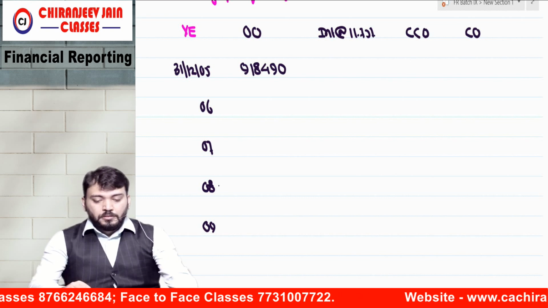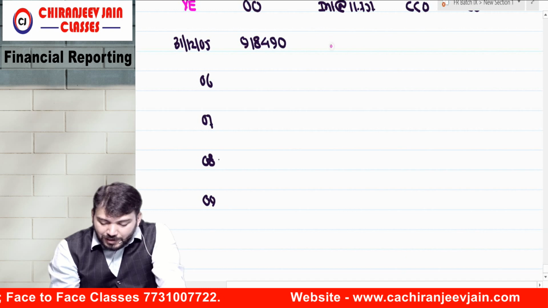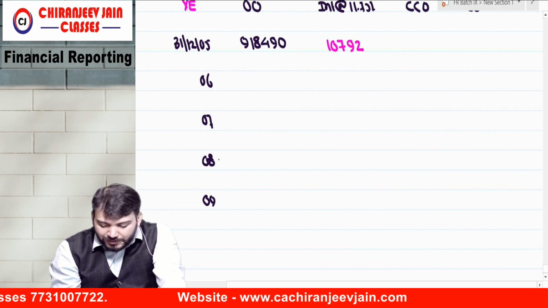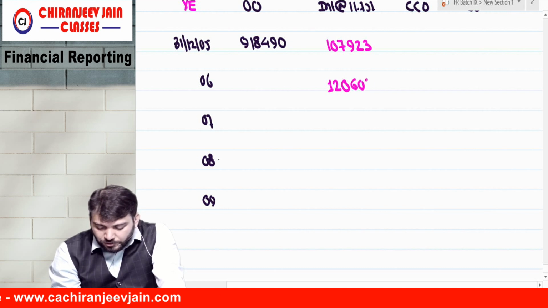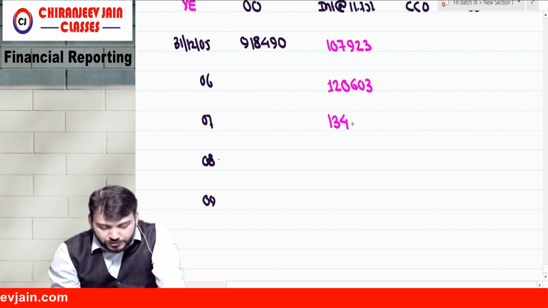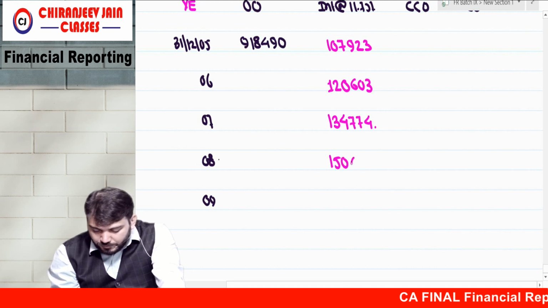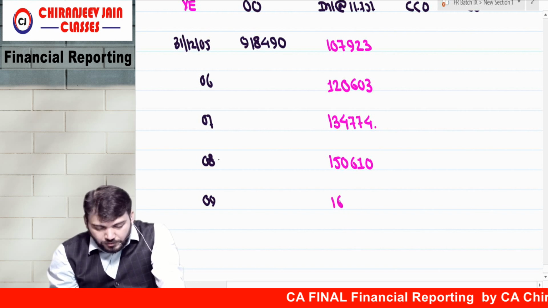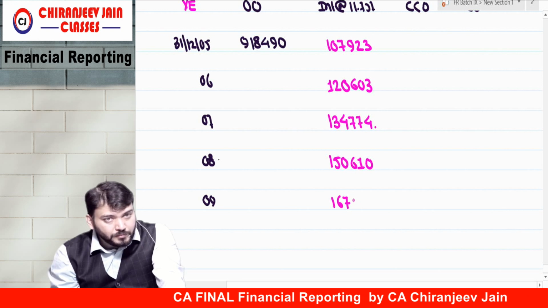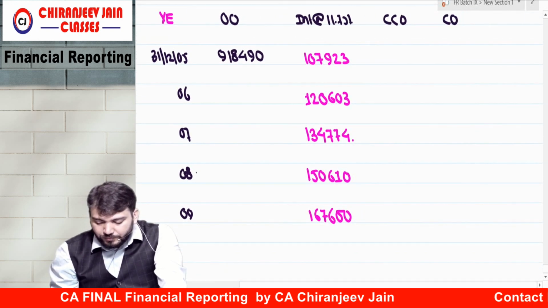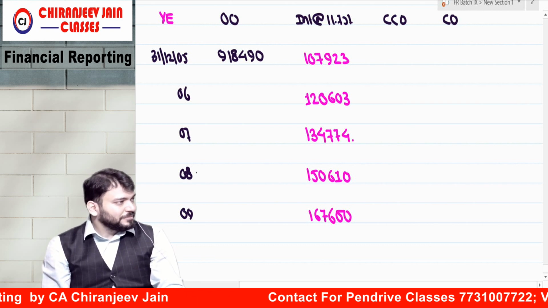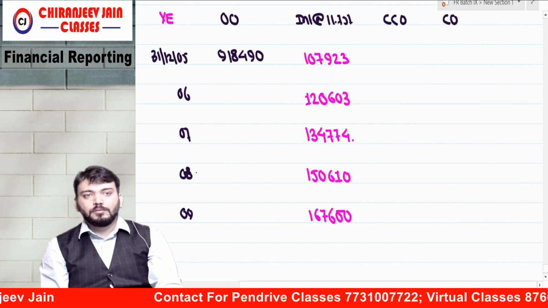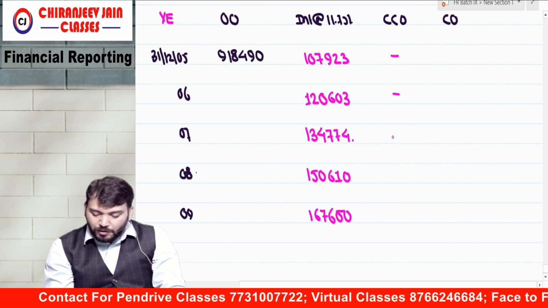What are the interest figures? 1 lakh 923. Then second year interest 1 lakh 20,603. Third year 1 lakh 34,774. Fourth year 1 lakh 50,610. Last year 1 lakh 67,600, the exact balancing figure. Closing obligation you can write on your own. The contractual cash outflow is only 16 lakh, correct?